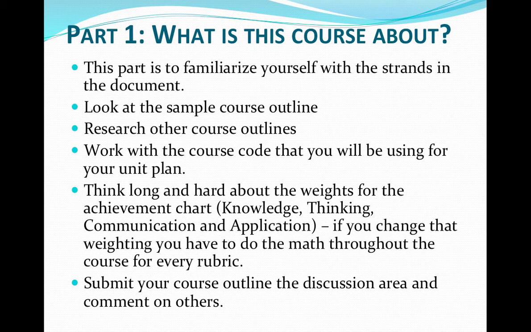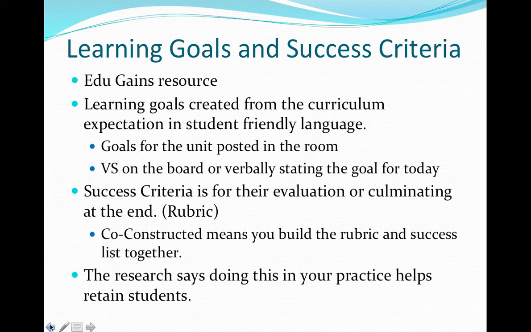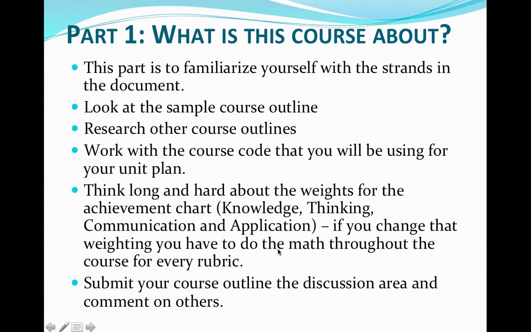It can be very overwhelming if you've never seen one, never made one. So it's a chance to research that and have a look at what that looks like. Think deeply about how you want the knowledge, thinking, and application criteria to be divided. If you change the weight on that, then you have to do the math throughout the course. It's certainly been done, but think if that's applicable to the course that you're doing, or you'd rather keep it even. Then you're going to submit that course outline in the discussion area and comment on another person's course outline. You don't necessarily have to pick somebody else that's doing the same course code as you, but ideally you'll be looking at other people that are going to do the same thing as you.